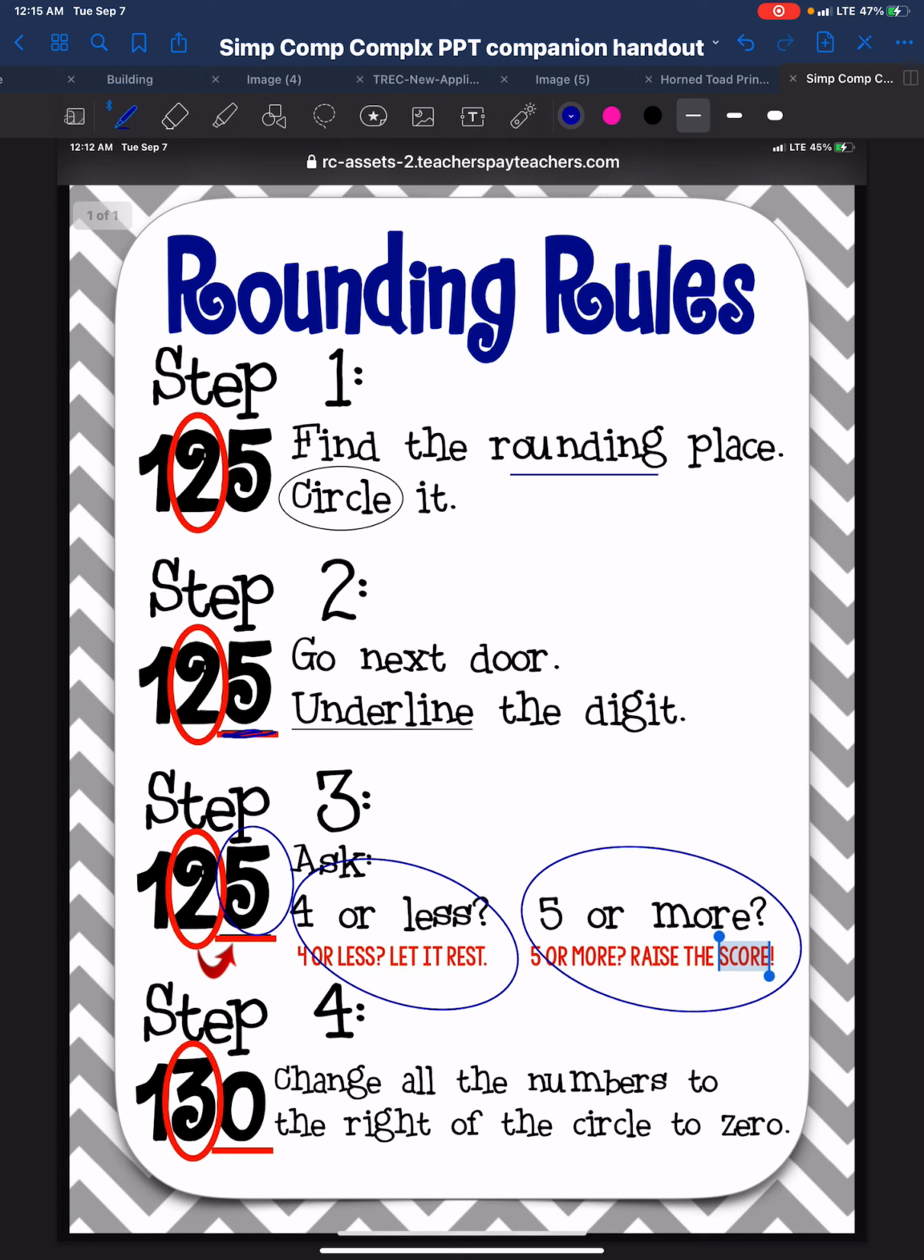You might see these again when we have our quiz. So these rules, and I like the little study points here, the helpful ways to study it, help us remember the steps to do. And step four, change all the numbers to the right of the circle to 0.